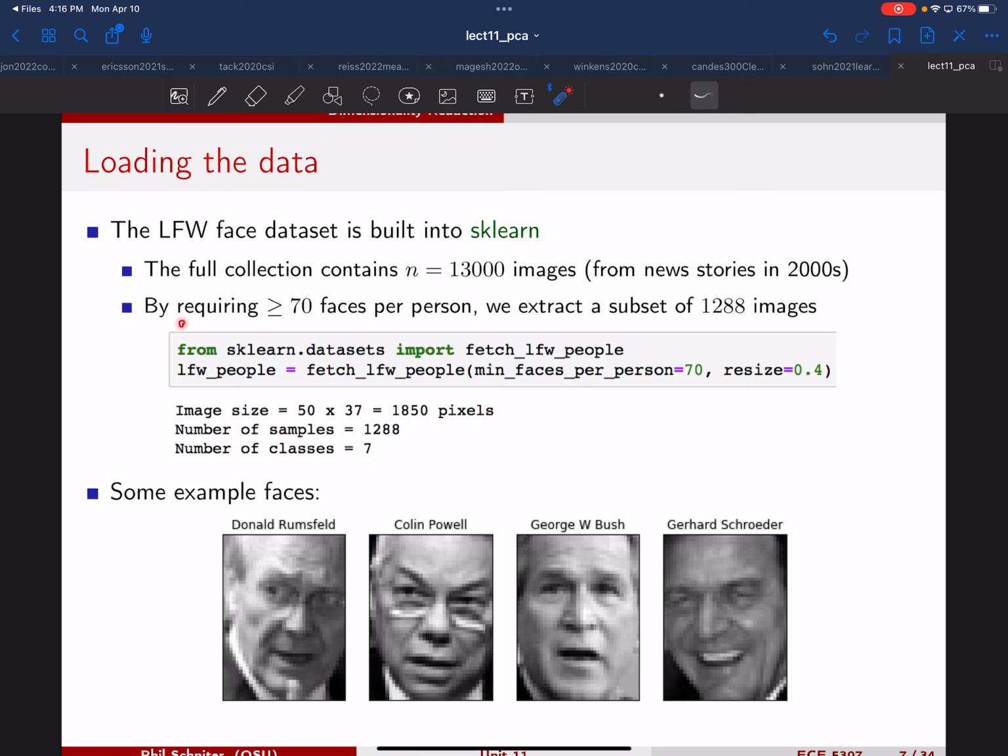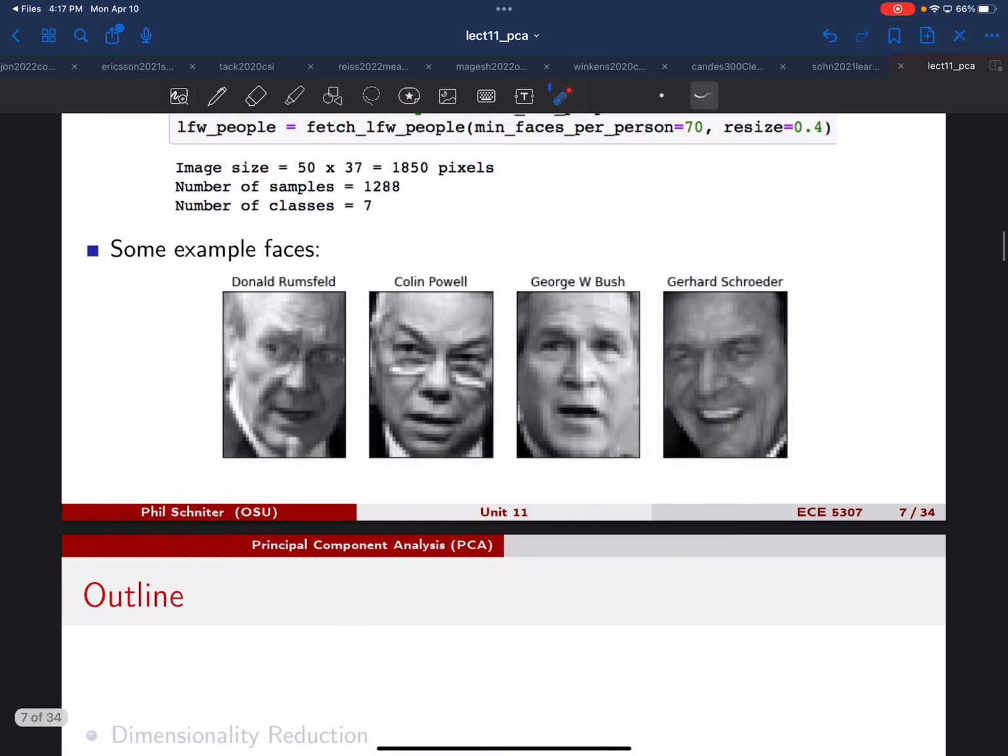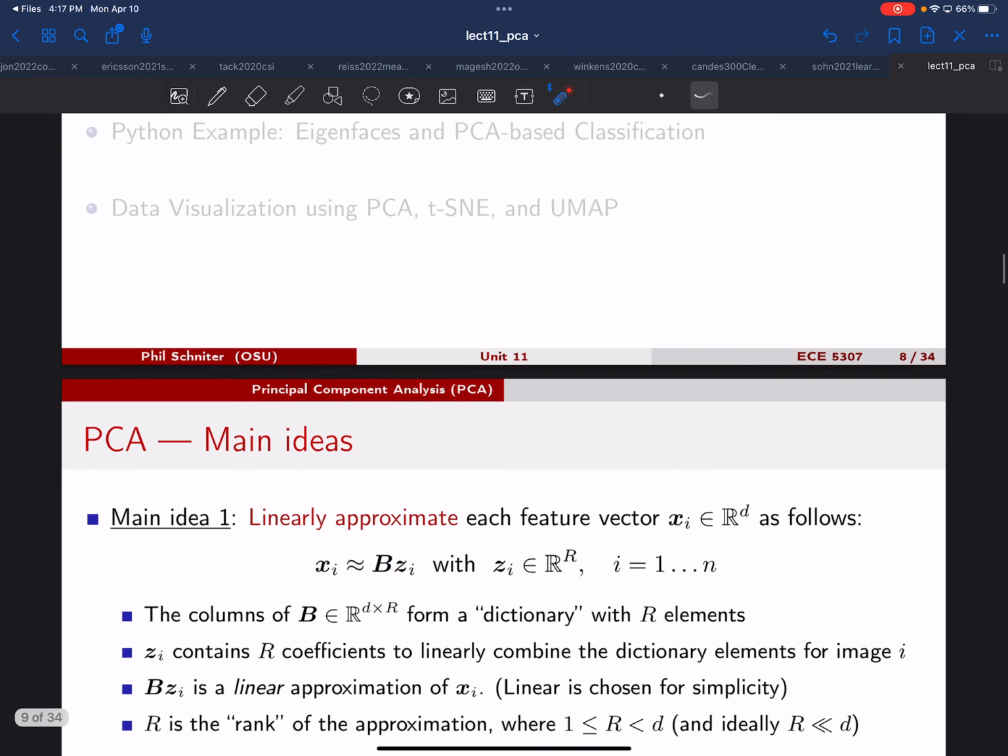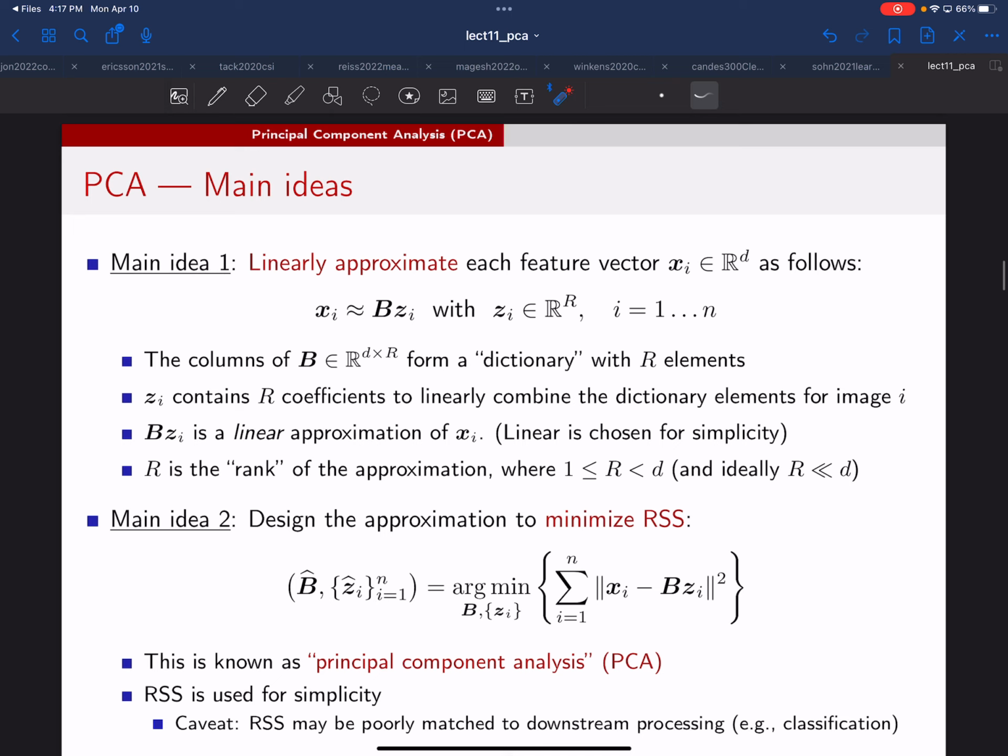And we're going to require when we download the data to use faces from people where there's at least 70 faces of those people in the data set. So that's going to reduce us to 1,288 images, and there's 7 total classes, or there's 7 people that have that many faces each. Okay, so that's kind of the setup for what we're going to do later with the demo.